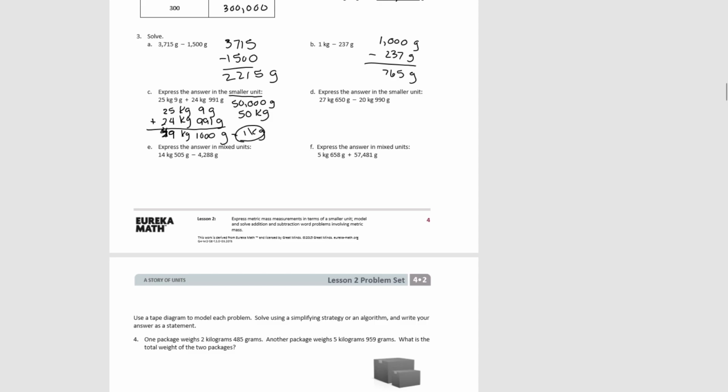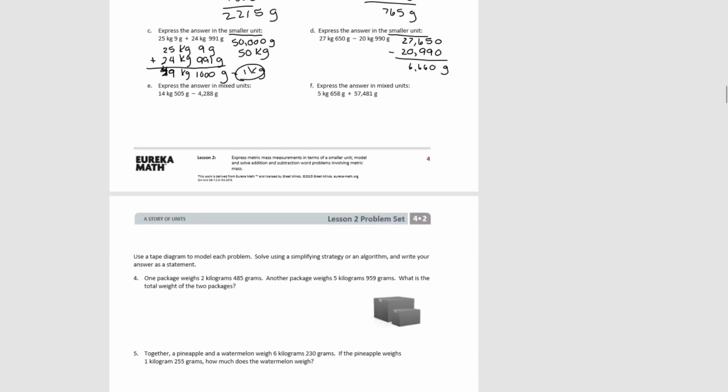For this one, let's try the strategy of writing both numbers in grams since we want to end up with grams. So the first number would be 27,650 grams, and we're going to subtract 20,990 grams. And if we do that, we end up with 6,660 grams. And we're leaving it in grams since it's the smaller unit.